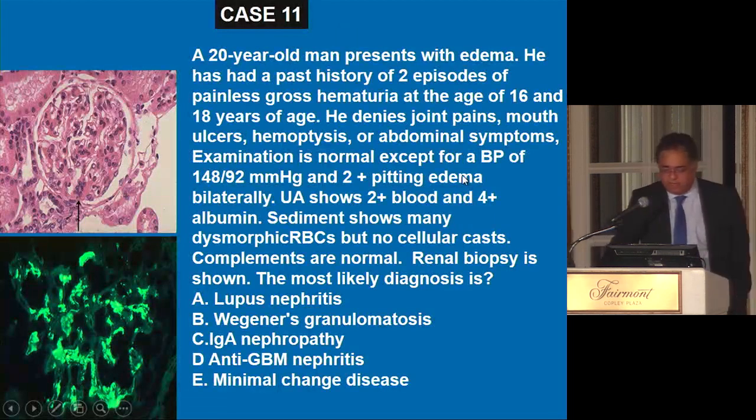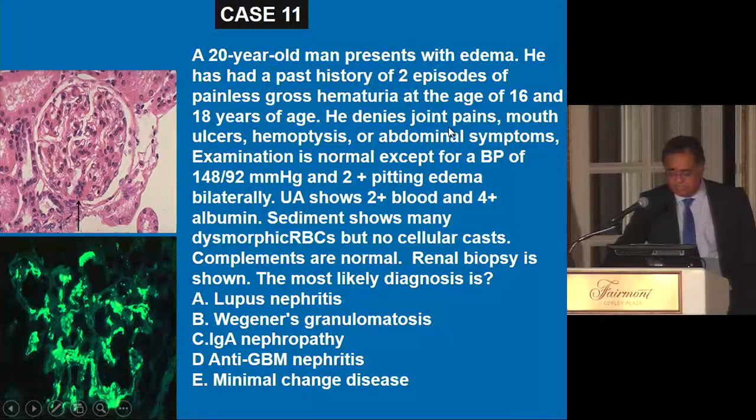Case 11: this is a 20-year-old patient with edema, with a past history of 2 episodes of painless gross hematuria at the ages of 16 and 18. Denies joint pains, mouth ulcers, hemoptysis, or abdominal symptoms. Exam is normal except for blood pressure 148/92 and 2+ pitting edema. UA shows 2+ blood and 4+ albumin. Sediment showed many dysmorphic red cells but no cellular casts. Complements are normal.